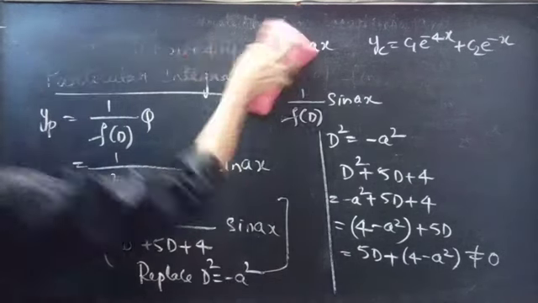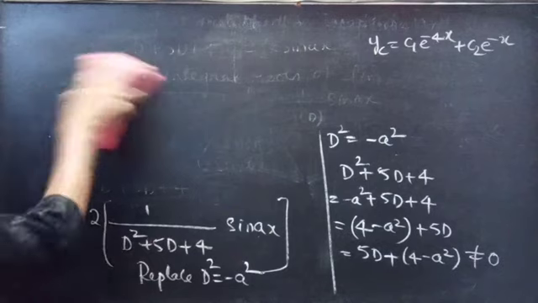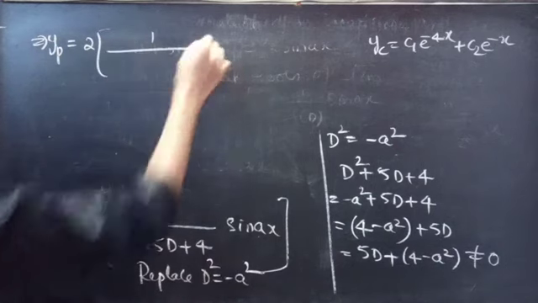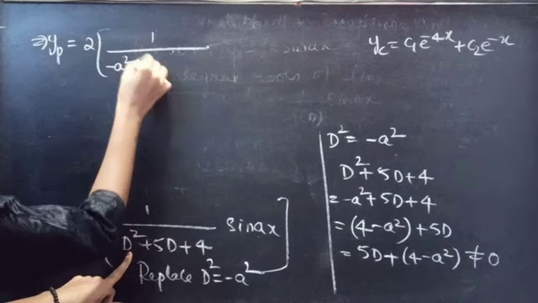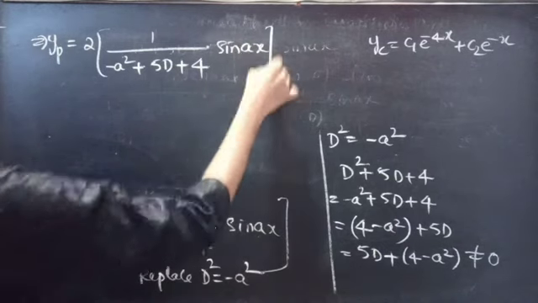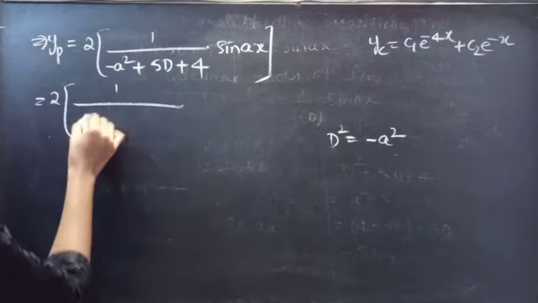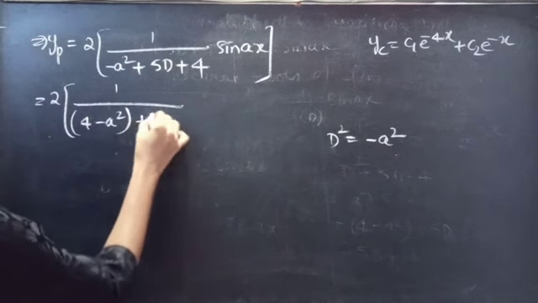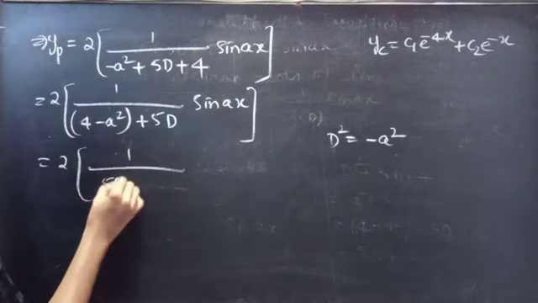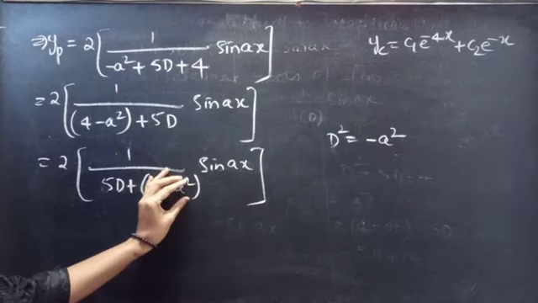Then our yp becomes 2 into 1 by, just replace D squared by minus a squared, we'll get minus a squared plus 5D plus 4, into sine ax. This becomes 2 into 1 by 4 minus a squared plus 5D into sine ax, or simply you can write the denominator as 5D plus 4 minus a squared into sine ax. Just consider this term as constant, okay?